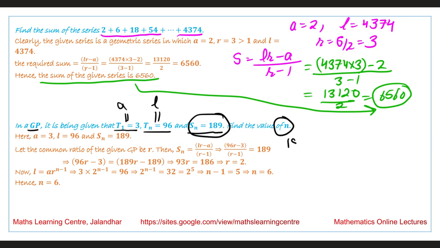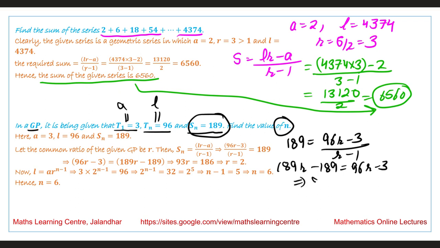So we are writing 189 is equal to L into R, we do not know the value of R, so minus A over R minus 1, so we are getting 96 into R minus 3 over R minus 1. If we solve this equation, we will obtain 189 R minus 189 is equal to 96 R minus 3. On solving this, we will obtain 93 R is equal to 186. This implies R is equal to 2.